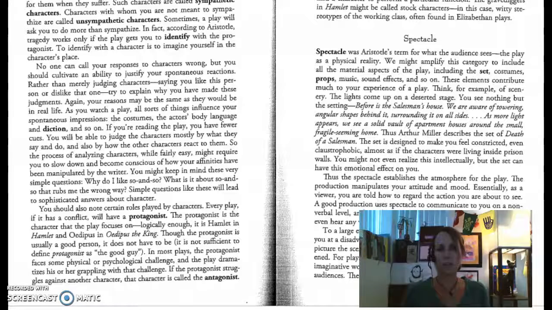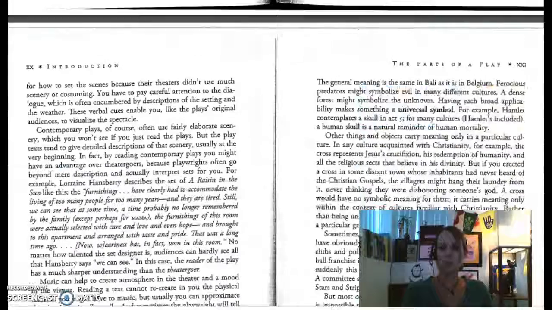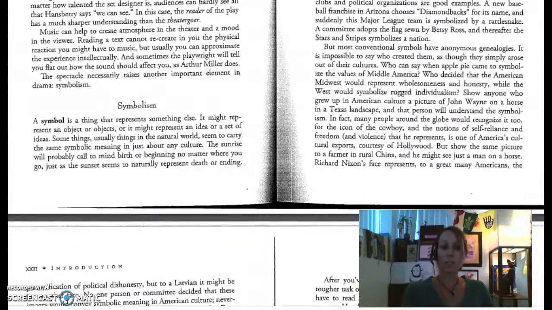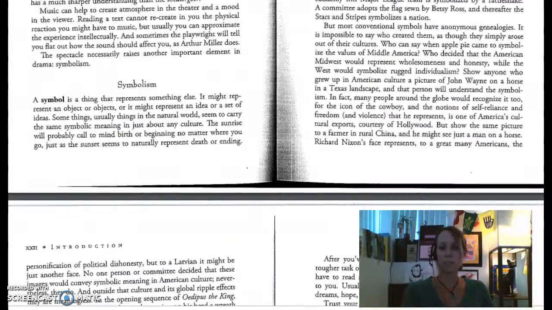Some of those things carry through, and so many of them are going to apply to drama as well. We have symbol here. We have symbolism. And so our play is called Fences. So as curious readers, we ask, what does that mean?